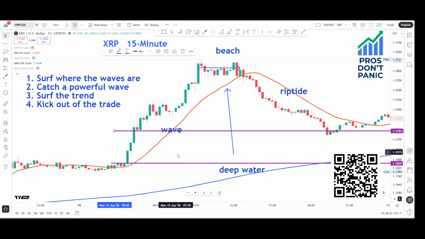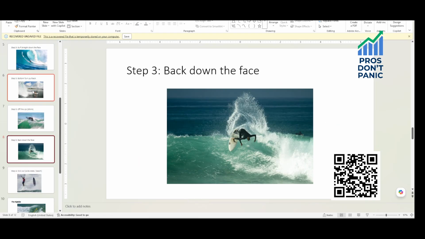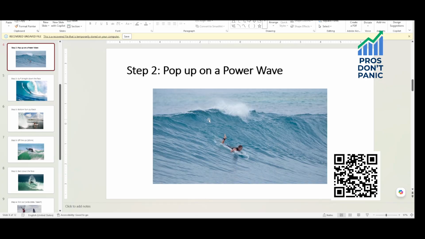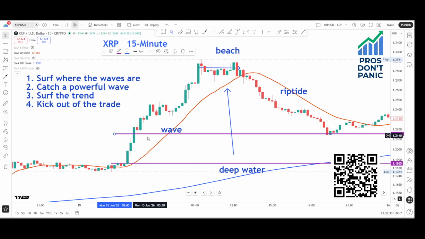So where do we get in the trade? We never get out of a trade in the entry zone. We get into trades. This guy is not surfing to get off his board. He is surfing to get on his board and ride down the face. So we are getting into these trades to surf them and not get spooked out every time there's a red candle. So we're going to get in this trade. This is the entry zone.